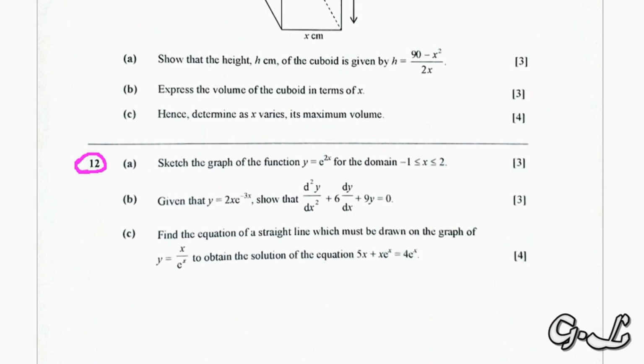Part C states that find the equation of a straight line which must be drawn on the graph of y is equal to x over e to the x to obtain the solution of the equation 5x plus x e to the x is equal to 4 e to the x. So that is the whole question.